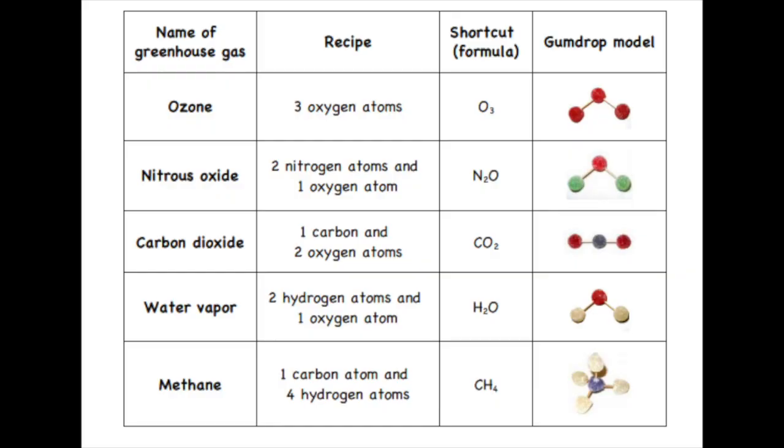That little number means how many of those molecules you'll need to build that molecule. Or sorry, how many of those atoms you will need to build that molecule. So for O3, we have to get 3 oxygens and attach them together. So 3 red gummies. Or if you're using a different color, use your own color.